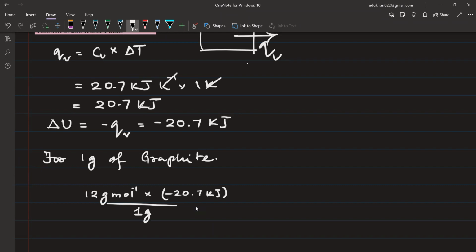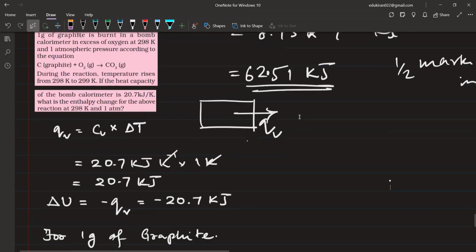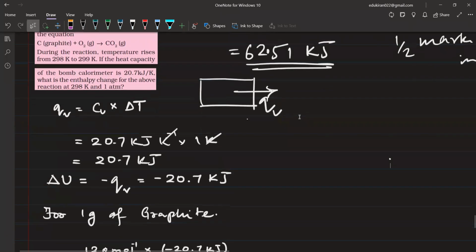If I talk about moles, I have to multiply this by the number of moles. So grams and grams will cancel each other, and we will get this as minus 2.48 into 10 to the power 2 kilojoule per mole. 7 twos are 14. So this is 12 into 20.7. Okay. So we'll get this as 2.48 into 10 to the power 2 kilojoule per mole. And this is your delta H for the reaction.